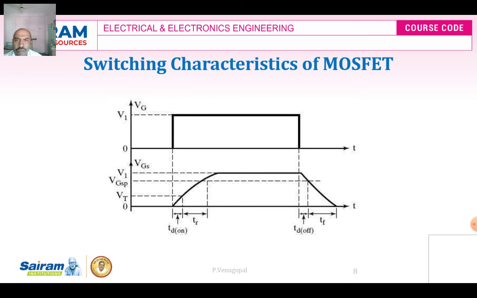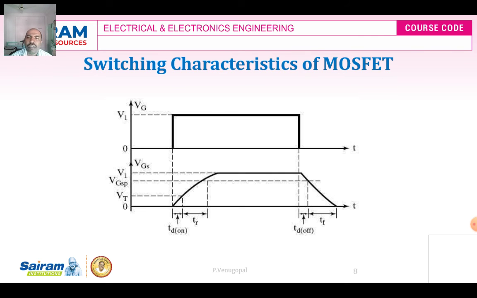Now we'll move on to the switching characteristics of the power MOSFET. This is very easy compared to the power BJT. As I told you, the gate voltage is the control voltage, which makes the drain current flow from drain to the source.